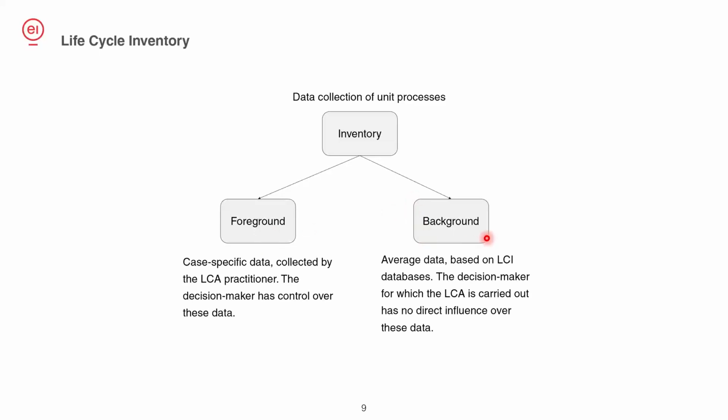Background data, on the other hand, are average data which are based on LCI databases. The decision maker has no direct influence over this data. In the case of the aluminium frame, for example, the electricity mix used for producing this aluminium belongs to the background data, because as a practitioner you do not have influence over this kind of data. ecoinvent is a background inventory database.